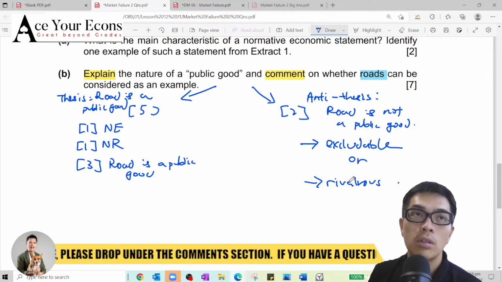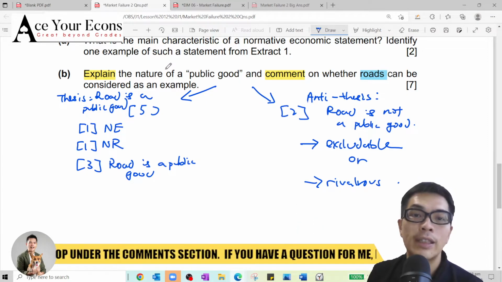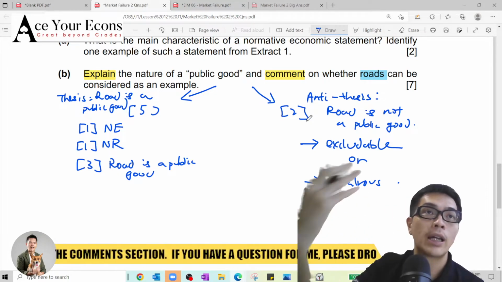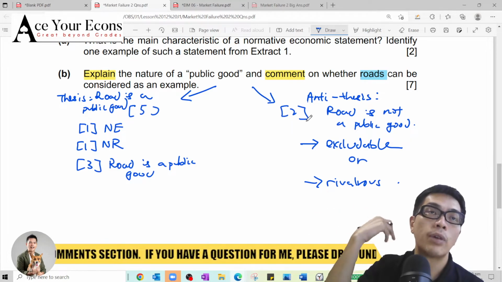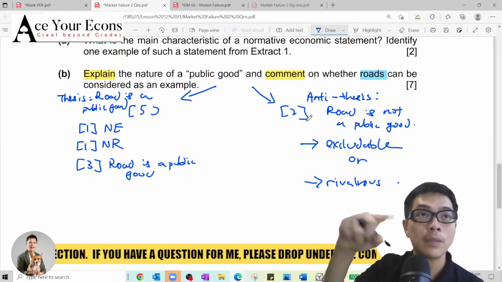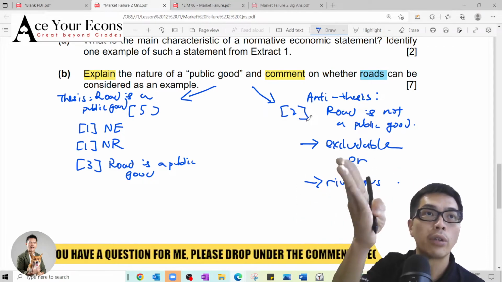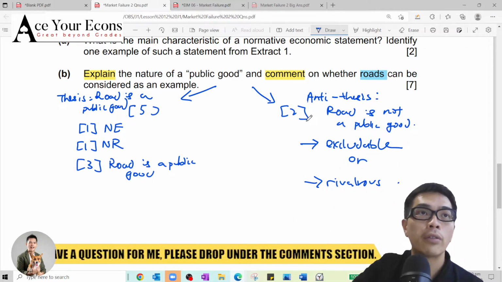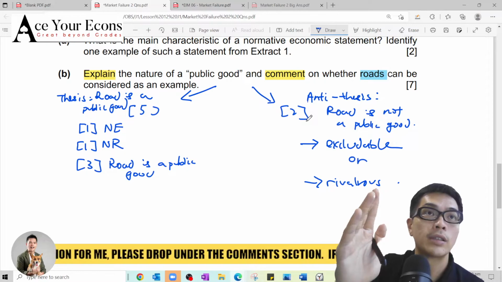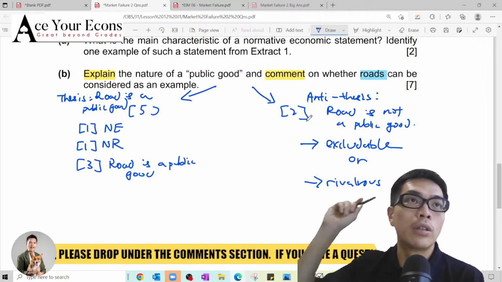Clear? Normally, we will not experience explain and comment. They will go straight up front and tell you, explain whether a public library is a public good. Explain whether a public toilet is a public good. Then you just go through the checklist. But in this specific question, you have to go through a 2-step process. You have to agree with the question, with the thesis, and then refute this with an antithesis. The weightage will always favor the thesis. You have to justify why it is a public good. So this is one of the newest ways that will be tested.